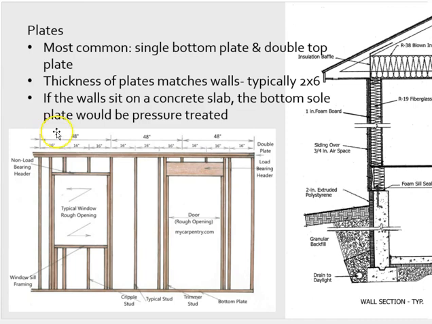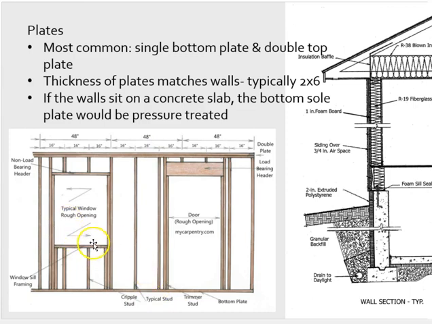Okay, so most common scenario is the single bottom plate there, double top plate here. The plates match the thickness of the wall, so if we have a 2x4 wall, we have 2x4 plates, 2x6 wall, 2x6 plates. If the wall sits on a concrete slab, then that bottom piece is pressure treated. So here in this scenario, we do not have the concrete slab, that's down here. So right here, this sill plate would be pressure treated. The plate that belongs to the wall would not be pressure treated. But if this wall here were sitting on a concrete slab, then this would be pressure treated.